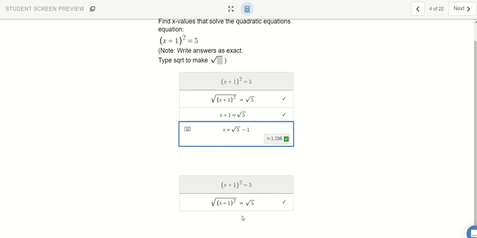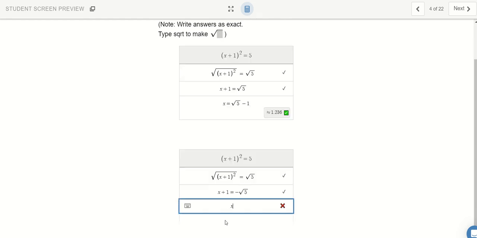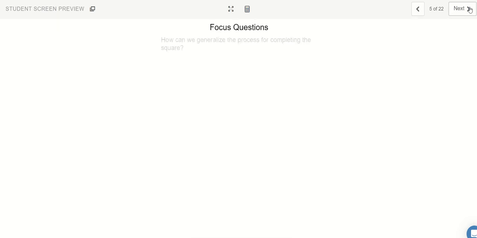Same thing over here. Square root of 5 can also be a negative version as well. Right? We know square root of 5 is around 2.2 something. And we know that negative 2.2 times negative 2.2 will be a positive 5. So same as before, we can subtract on both sides. And that's going to be negative square root 5 minus 1.